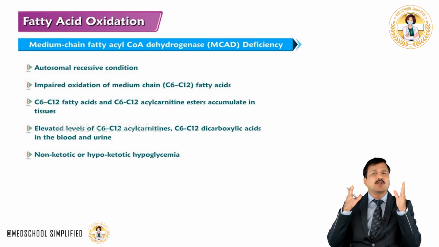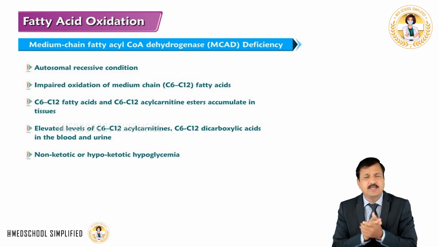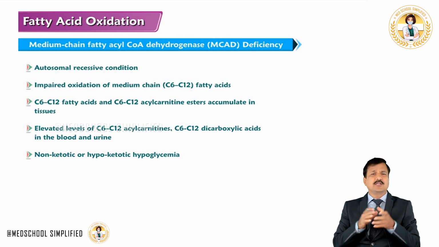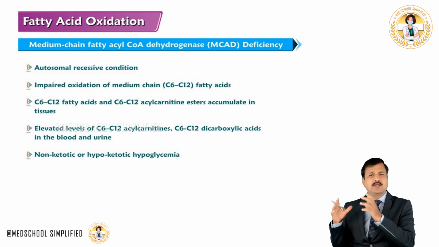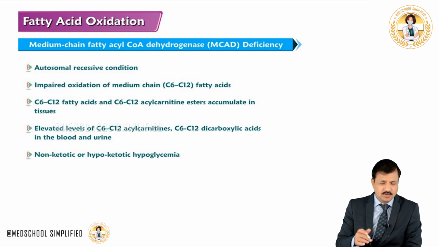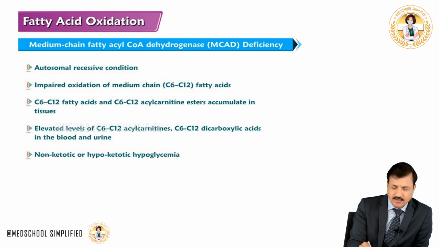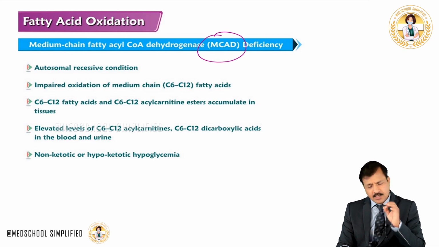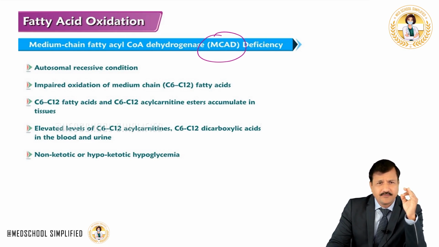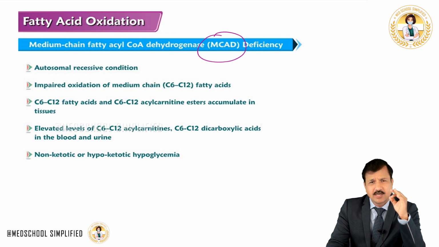Other than that, what are the diseases that are specifically with beta oxidation? One of the most common beta oxidation defect disorders is medium chain acyl-CoA dehydrogenase deficiency. Medium chain fatty acyl-CoA dehydrogenase deficiency is simply written as MCAD deficiency. Out of all fatty acyl-CoA dehydrogenases, which are involved in the very first reaction in the beta oxidation spiral, the most common one is medium chain acyl-CoA dehydrogenase deficiency.